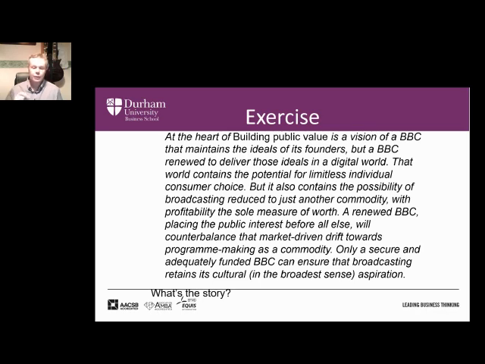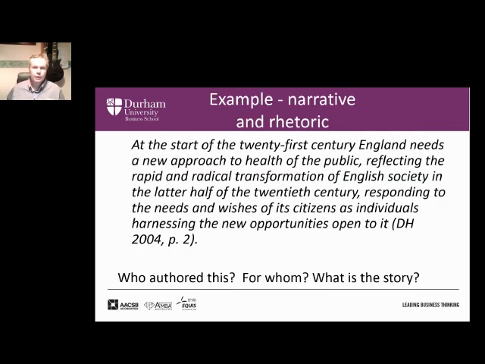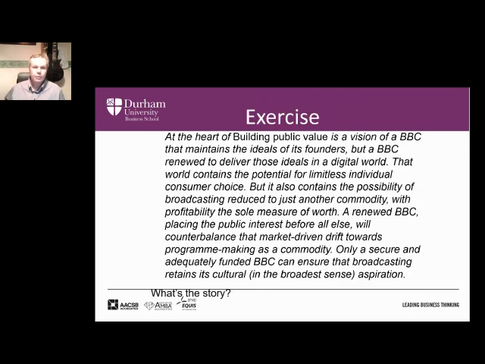Only a secure and adequately funded BBC can ensure broadcasting retains its cultural aspiration. So you've got both documents telling completely different stories, but starting from the same basic premise, which is the world is changing. The NHS white paper is saying the world is changing, so the NHS needs to change. And the BBC document is saying the world is changing, therefore the BBC needs to be protected and to stay the same. So that example just shows the differences in a narrative or rhetorical approach versus content analysis.